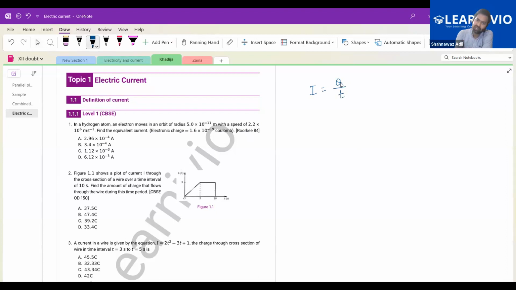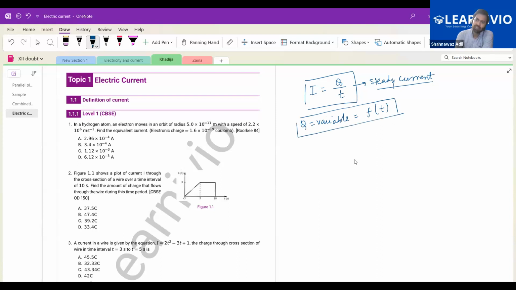If the same amount of charge is flowing in the same interval of time, then this current is called the steady current. But let's say that this charge is variable. This is some function of time, so it is changing with time. In that case, you have two kinds of current. One is the average current, and the other one is the instantaneous current.